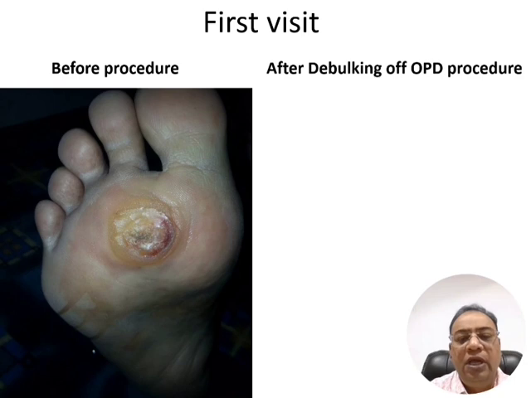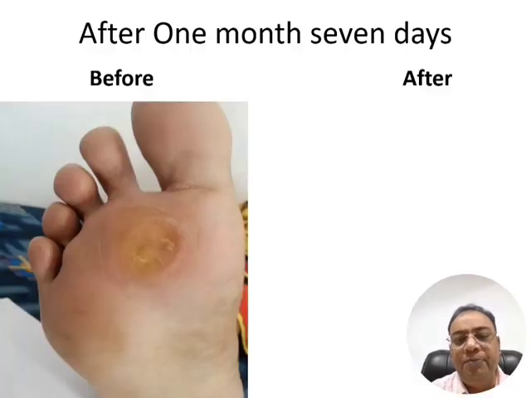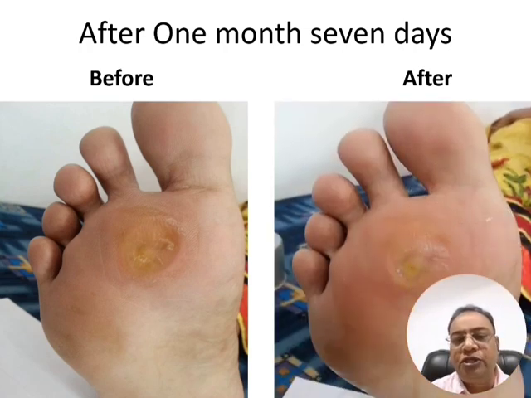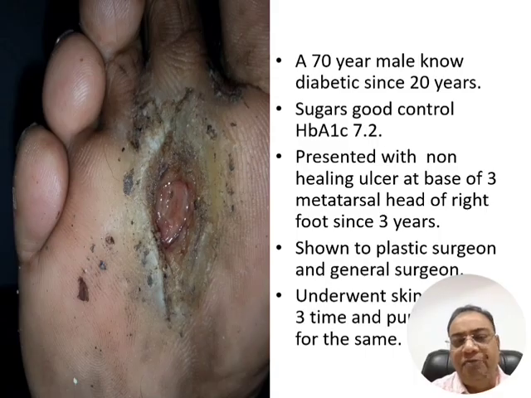We did debulking in the OPD, debulking of the skin, or removing the upper layer of the tougher skin. And after a month with several routine visits, this got reduced, and the ulcer was reduced. We did footwear modification with a metatarsal bar with a scooping in, so as to accommodate the callosity or the deformity.